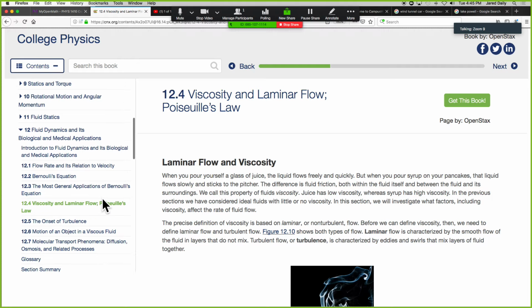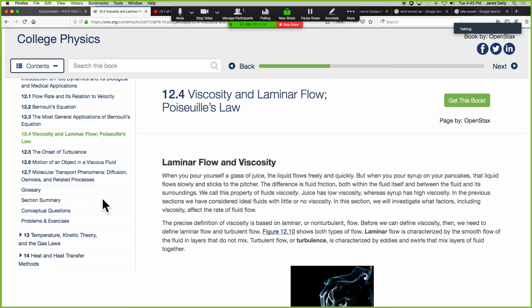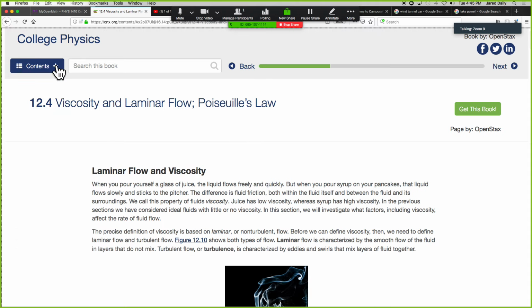So here's Poiseuille's law. So, viscosity and turbulence. Viscosity is kind of like the resistance, the goopiness of a fluid. Here they compare juice and syrup, where if you pour juice through your fingers, it flows through and doesn't leave much on your fingers, but if you pour syrup through, it goops through and leaves a lot on your fingers, right?